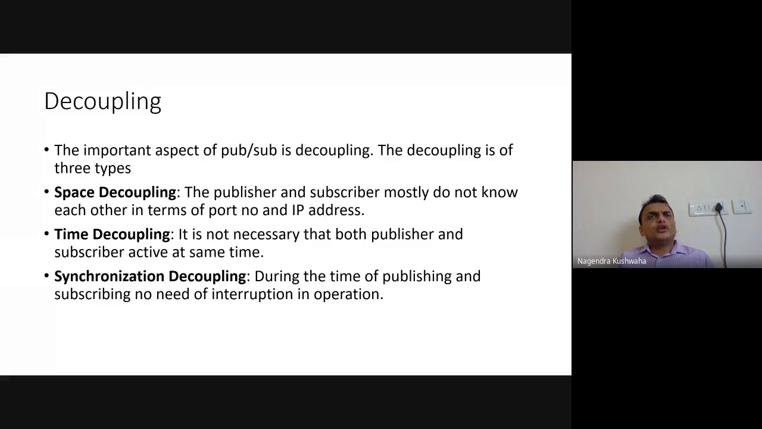One of the terms when we were talking about the MQTT protocol is that the publisher and subscriber are decoupled from each other. So what are the types of decoupling? The first type is space decoupling. The publisher and subscriber mostly don't know each other in terms of port number or IP address. The second decoupling is time decoupling.